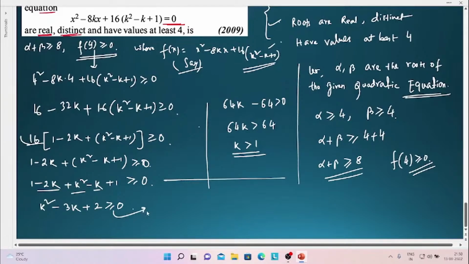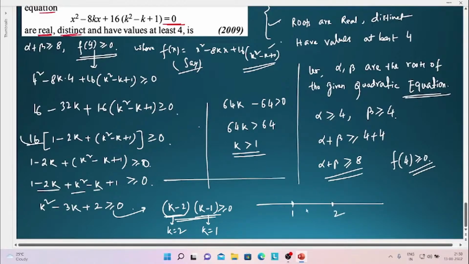So we can write this particular inequality in factorized form, which is (k minus 2) times (k minus 1), greater than or equal to 0, right? So if I solve this inequality, then if I put that part equal to 0, we will have k equals 2, and if I put the other part equal to 0, we will have k equals 1. So let me put 1 and 2 on the real axis. I'm just assuming that this is 1, this is 2, right?